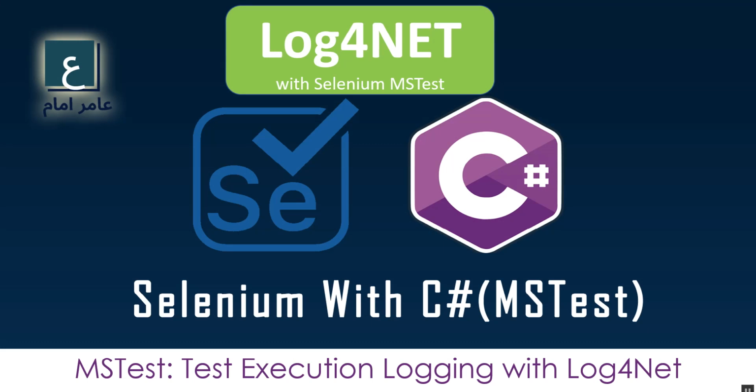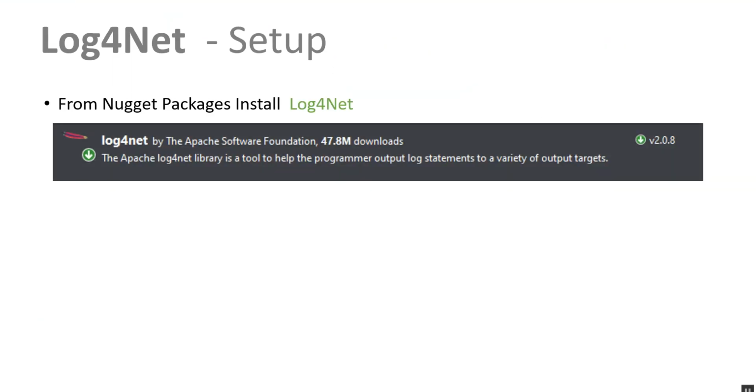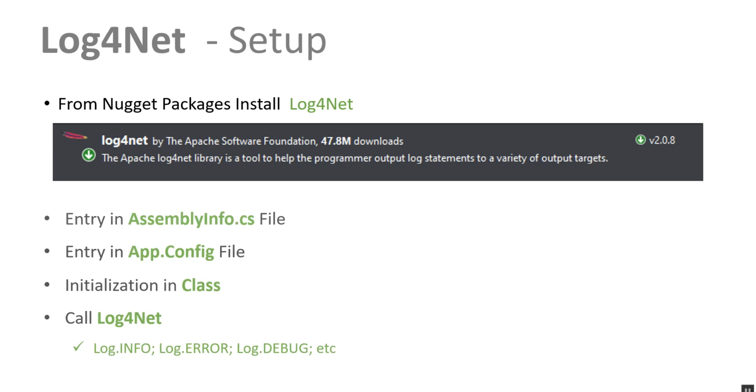So in this video we are going to learn about test execution logging with Log4j. So let's start. First of all, for setup we need to install Log4j from NuGet packages, which is provided by Apache. Then we will add some entries in the AssemblyInfo.cs file. Then in the app.config file we need to add some XML. After that we will initialize it at class level and we will call it at any method level.